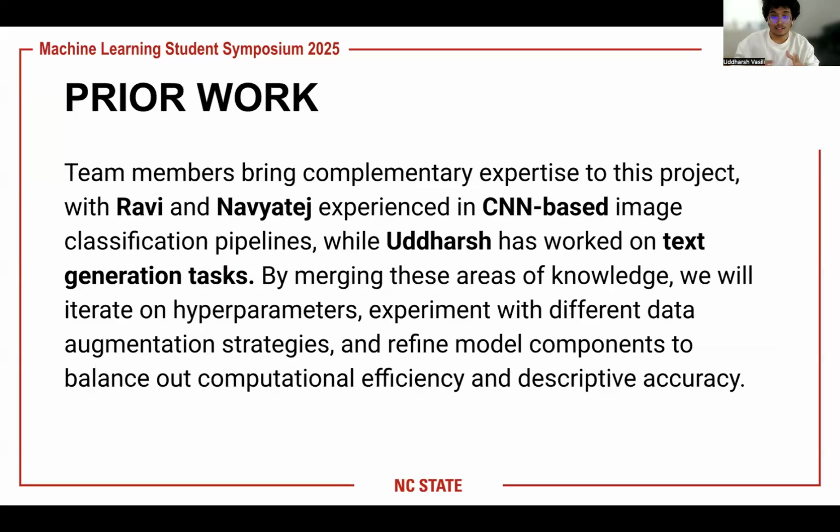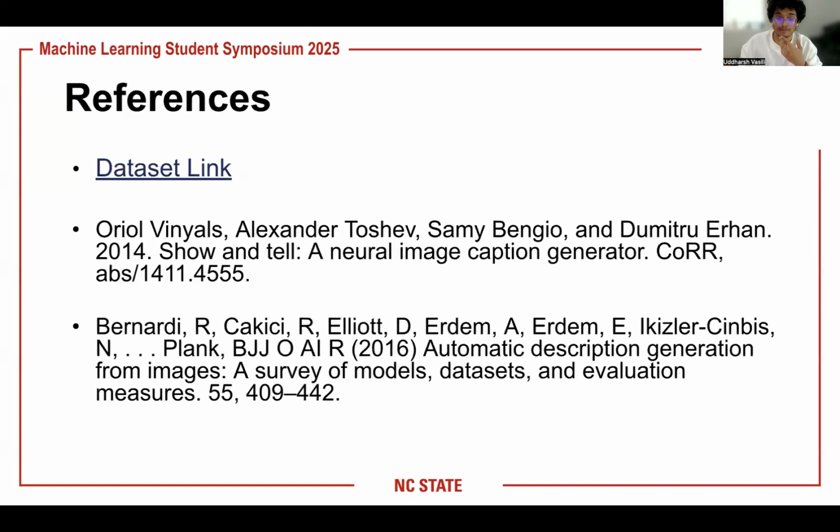Talking about the prior work, each of us brought some unique strengths to this project. Ravi and Navitej especially focused on the CNN and image classification part of it, while I worked on the sequence generation and language modeling. I'd say combining our efforts helped us experiment efficiently and balance accuracy with performance. Our project is inspired by landmark papers like Show and Tell by Vinyals et al. We also relied on survey studies and the Kaggle Flickr 8K dataset to build and test our models.